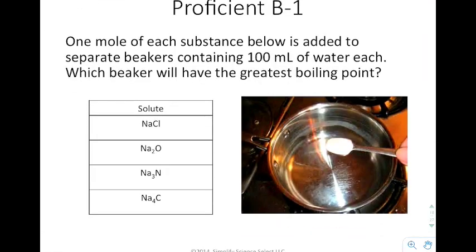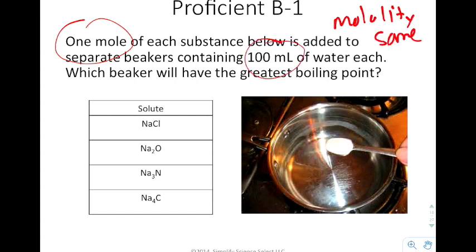In this one it says 1 mole of each substance below is added to separate beakers containing 100 mL of water. Which will have the greatest boiling point? We're adding 1 mole of each substance, so the molality is going to be the same, because you have 100 mL. We're going to assume the constants are the same, and now we're just going to look at it in terms of the van 't Hoff factor, which is the i.